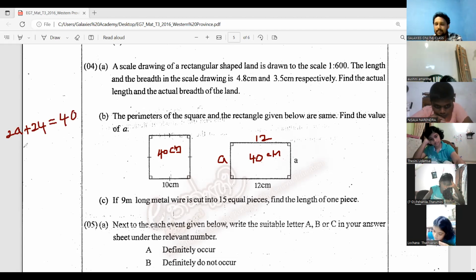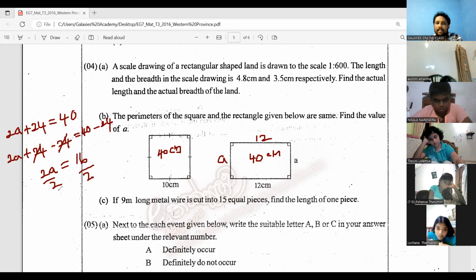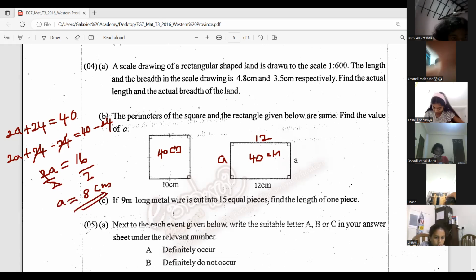Simple equation. Right, first you have to subtract this 24. 2A plus 24 minus 24 equals 40 minus 24. These two cancel. 2A equals 16. Then you can divide both sides by 2. A equals 8 centimeters. So the part B answer: A equals 8 centimeters.